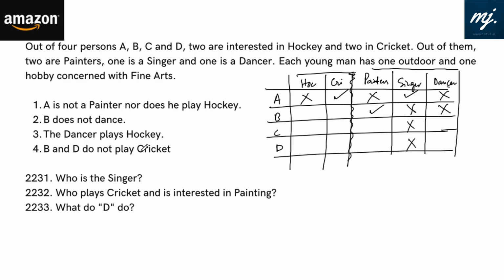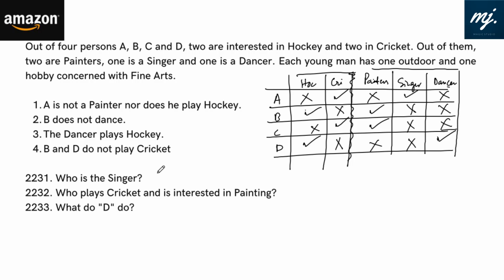And the dancer out of these 2 would be playing hockey. B and D do not play cricket. B is not playing cricket. D is not playing cricket. That means C is playing cricket. B is playing hockey. D is playing hockey. But D, the hockey player, would be the dancer because the dancer plays hockey. B, the hockey player, is the painter. So D is the dancer and there is only one dancer. So C is the painter again. This is the combination which we have got.